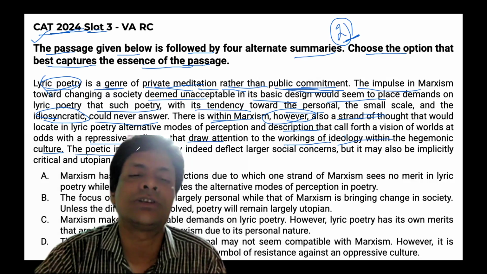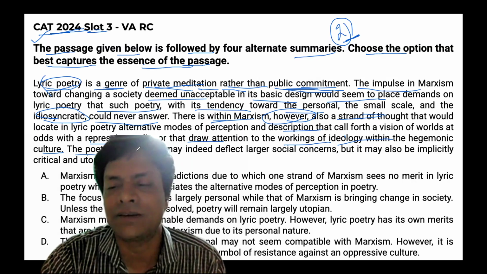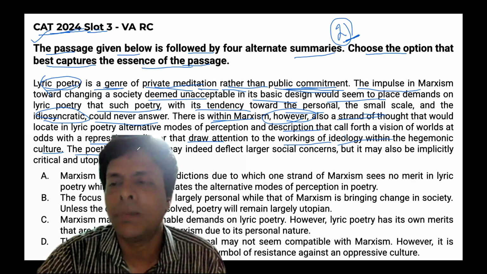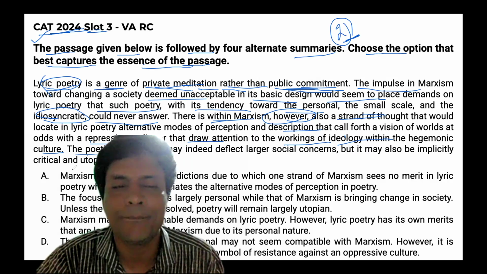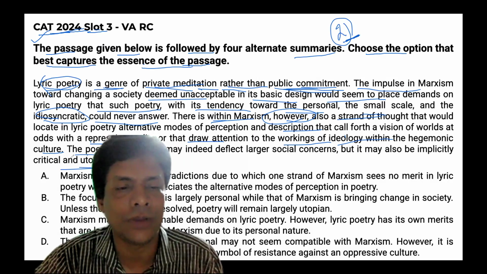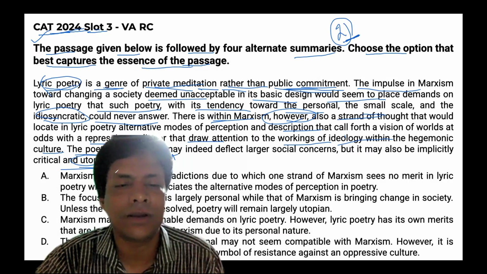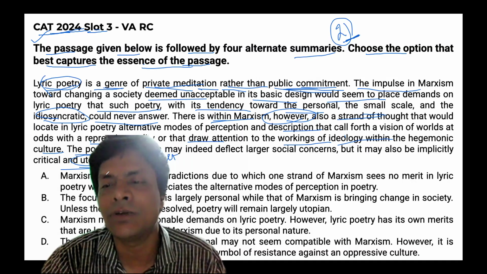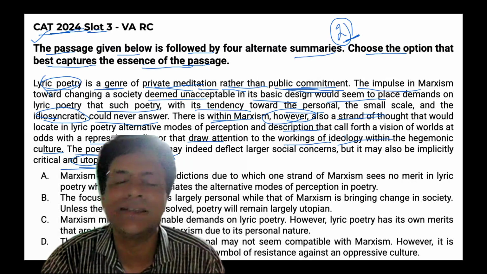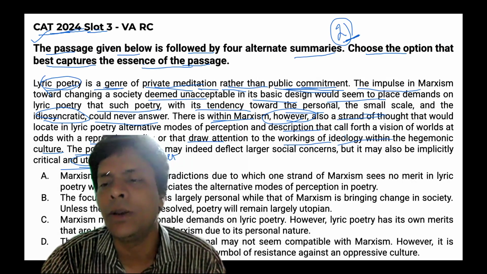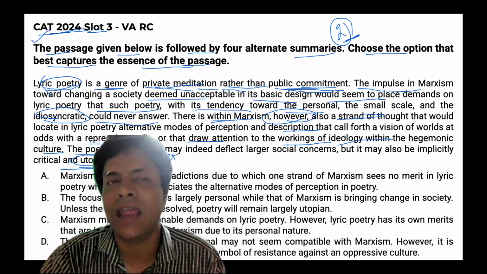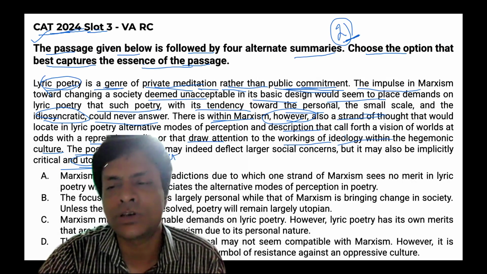Then the last one is: the poetic imagination may indeed deflect a larger social concern, but it may also be critical and utopian. So when you say utopian, it means perfect, right? It is stated that the poetic imagination may indeed deflect larger social concerns. Poetic imagination is the creative and thoughtful way poets think and express ideas, and they turn attention away from big issues that affect many people in society, right? That is what poetic imagination is.